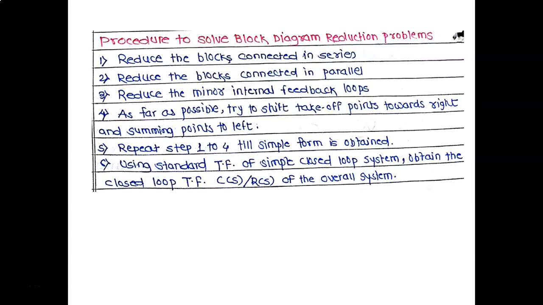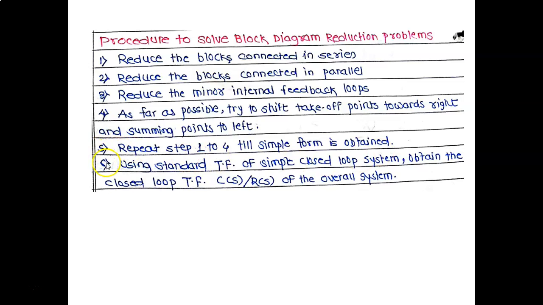Before solving the block diagram problems, there is a procedure for how to solve the block diagram reduction problem. First step is reduce the blocks connected in series. Second, reduce the blocks connected in parallel. Third step, reduce the minor internal feedback loop. Fourth step, as far as possible, try to shift takeoff points towards right and summing points towards left. Step number 5, repeat step 1 to 4 till simple form is obtained.